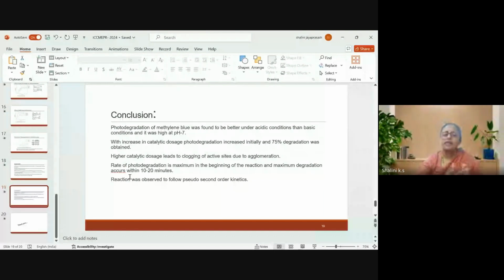And when it comes to photodegradation at pH 7, we got better degradation of up to 75 to 80%. The catalytic dosage would initially increase the photodegradation, but later it decreases because of agglomeration. And it follows second order kinetics.